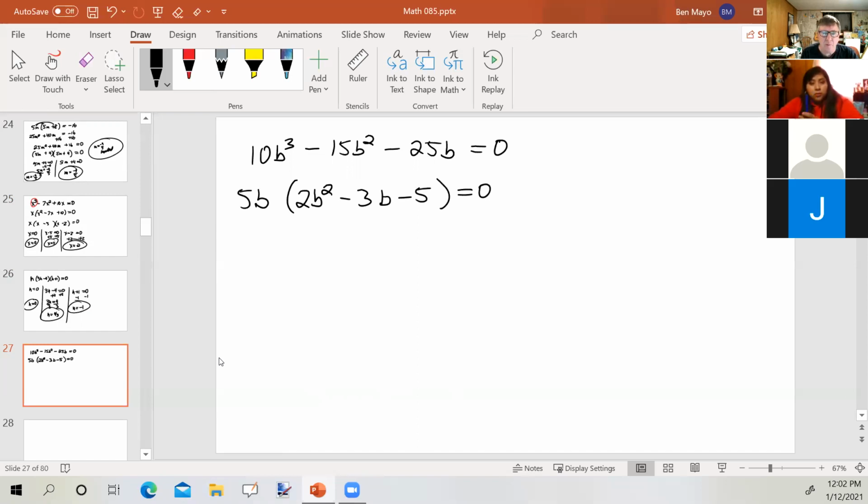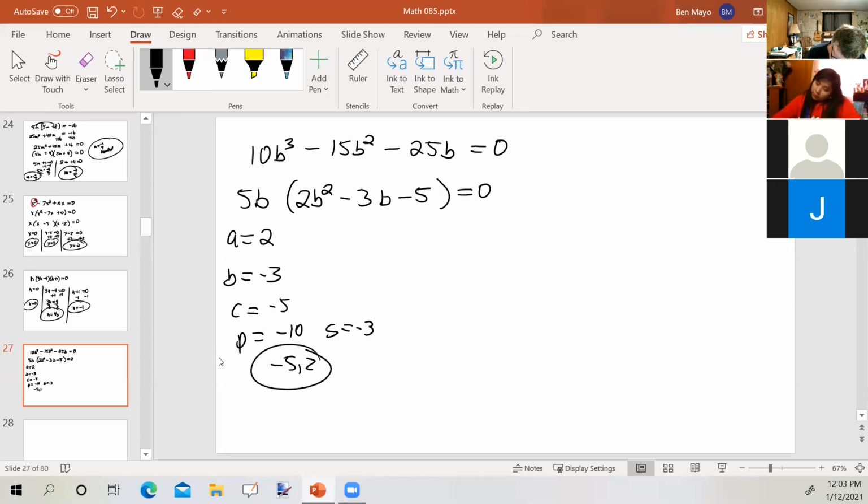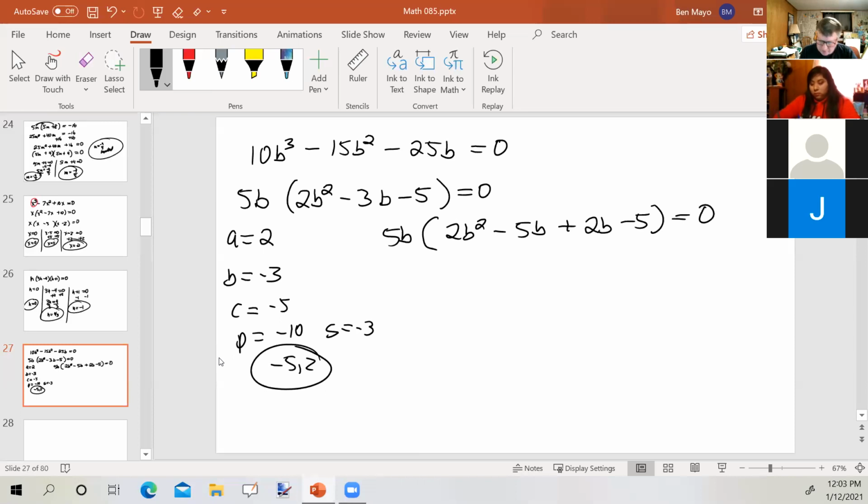But now that trinomial that's inside, I've got to factor it. Again, I'm going to go ahead and use grouping. So a is 2, b is -3, c is -5, the product is -10, the sum is -3. How about -5 and 2? All right, so now I've got 5b, parentheses, 2b squared, minus 5b, plus 2b, minus 5 equals 0. So I'm using that grouping.